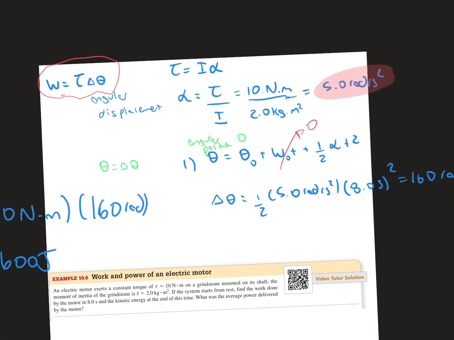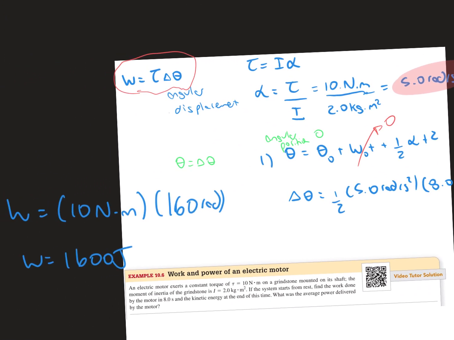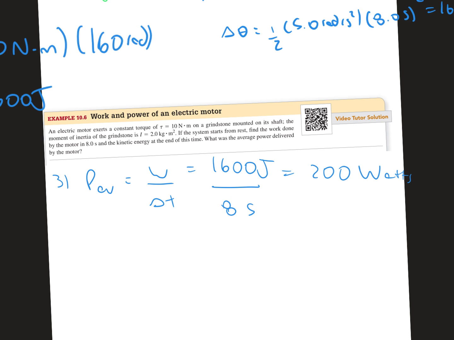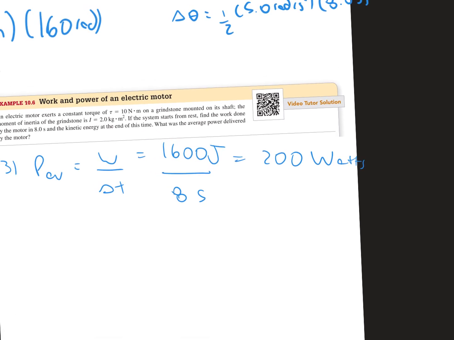Now to find the work done, we just use the first formula that we have up here: the torque, 10 newton-meters, times the angular displacement that we just found, 160 radians, gives us a total work done of 1600 joules. Now to find the average power, we use the formula work done divided by the change in time. So we have 1600 joules divided by 8 seconds. That should give us 200 watts.